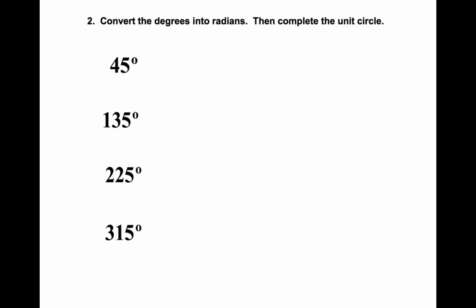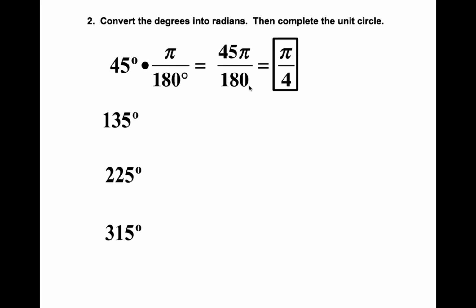All right, so now we're going to do all of this with radians. We're going to convert the degrees into radians and then complete the unit circle. So if you remember, we multiply the degree by pi over 180. That'll make the degrees cancel. So this is going to get me 45 pi over 180. And if you reduce the fraction, you get pi over 4.